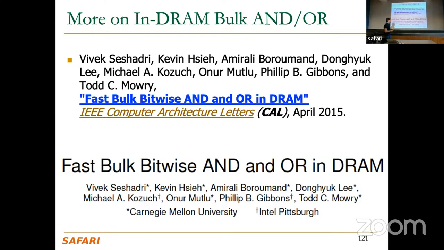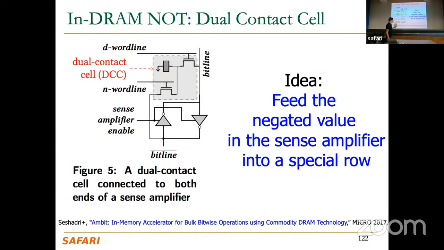Observe that we are missing something here in the title. It's AND and OR. If you really want to have a functionally complete set of operators, you also need NOT, right? So that was proposed later. The idea is to feed the negated value in the sense amplifier into a special row. Observe that the sense amplifier in the end is just like two inverters in opposed directions. So whatever value you have in the bit line on this side, you will have the negated value.